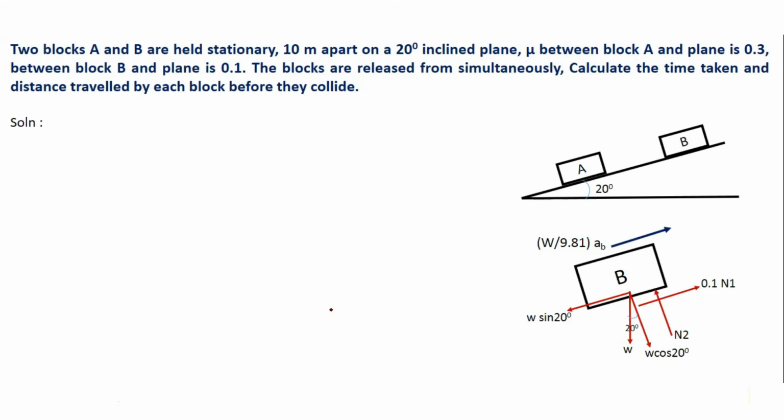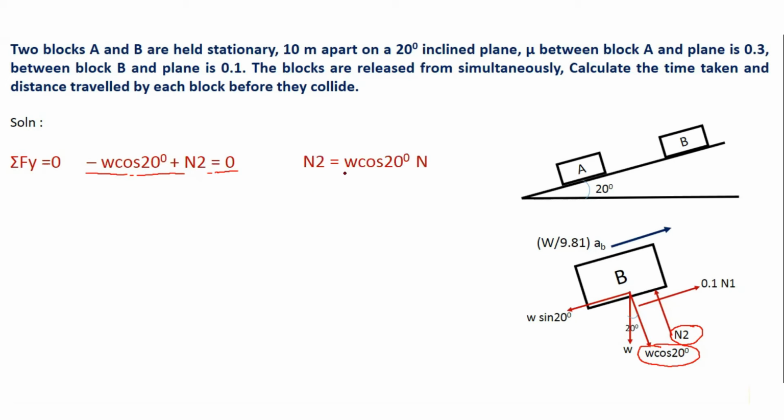Starting with summation of Fy equal to 0, there is one force of W cos 20 and another force of N2 in the y direction. So I will write minus W cos 20 plus N2 is equal to 0, on solving which, or rearranging which, I will get the answer for N2 as W cos 20 newtons. Let this be equation number 1.